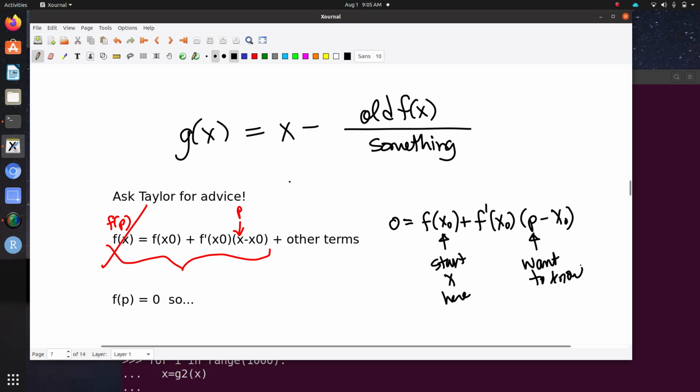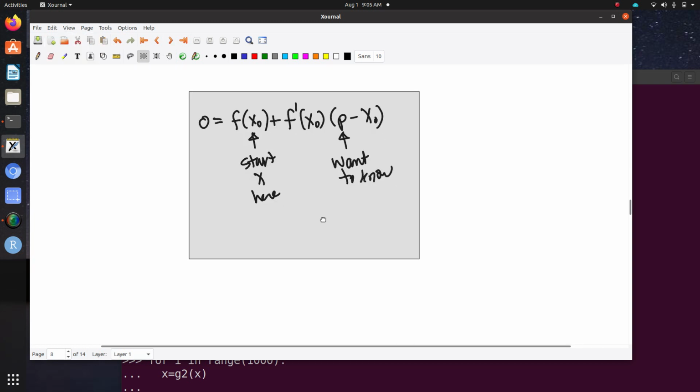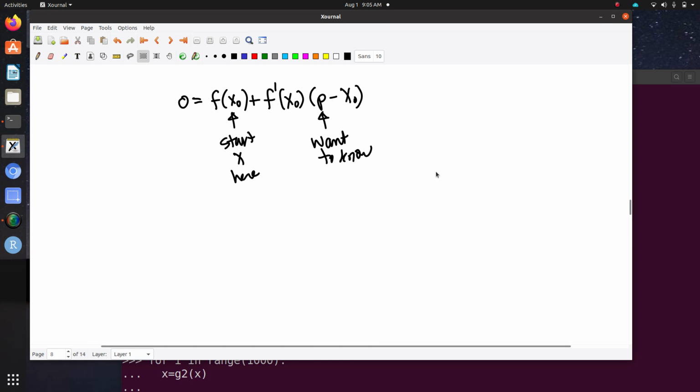So if Taylor is saying, okay, this method is going to work perfectly for a line, actually, because if all the other terms are 0, that's what's going to happen. Let's just solve for p. So let me just take this and put this on another page where I can work on it. Okay, so we want to solve for p. Let's go ahead and do that. Why don't you pause the video and solve for p? Okay, solve for p, and I'll see you in a second.